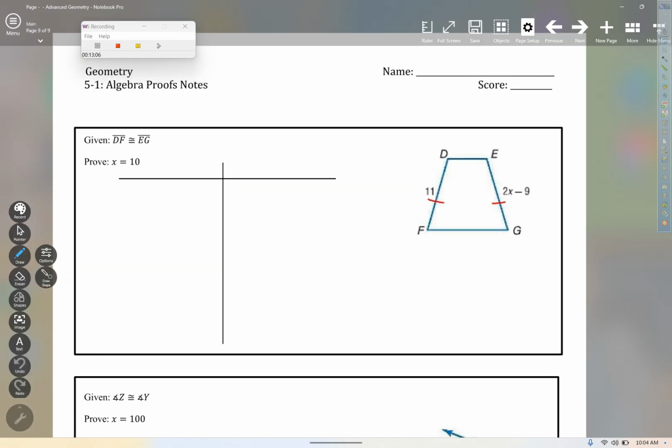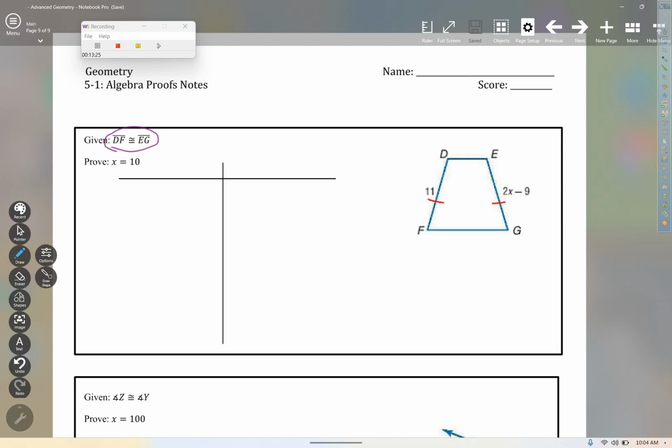And here's really where we're going to dive into that geometry concept with algebra. So it's not too different, it just starts off a little different. The given is that DF is congruent to EG, and I need to prove that x is equal to 10. So I know somehow I'm going to have to create an equation and solve for x.